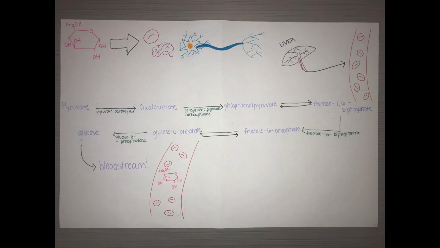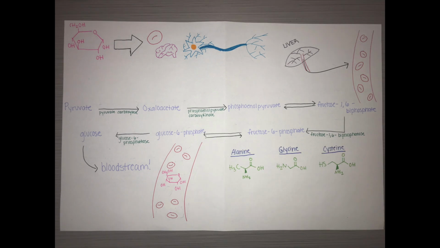The non-carbohydrate substances gluconeogenesis utilizes to make glucose are amino acids, lactic acid, and glycerol. When amino acids are used, they enter the process at the conversion of pyruvate to oxaloacetate. These amino acids are called glucogenic amino acids and are catabolized into either pyruvate or oxaloacetate during gluconeogenesis.